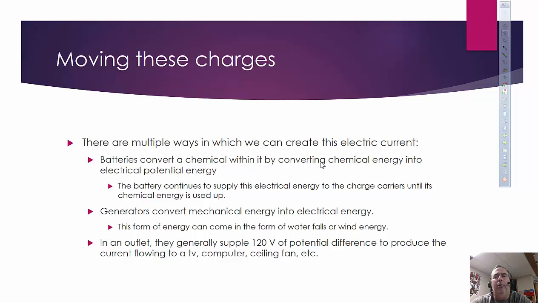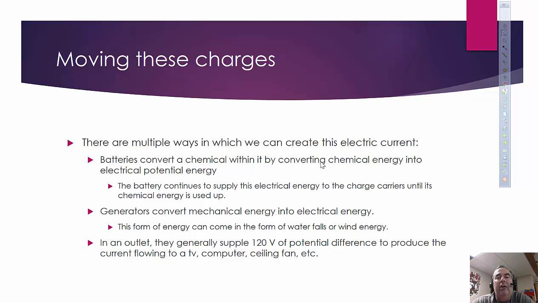Now, the thing is, we've got to keep these charges moving. So there's multiple ways in which we can create this electric current. Some people use batteries. The thing popping up now is wind energy, or those wind turbines, generators, things like that. When we talk about batteries, they're converting chemical energy to electrical energy. When we talk about a waterfall, that moving water being kinetic or mechanical energy, we're converting it into electrical energy. Wind energy also is that moving, or mechanical, energy converted into electrical energy.